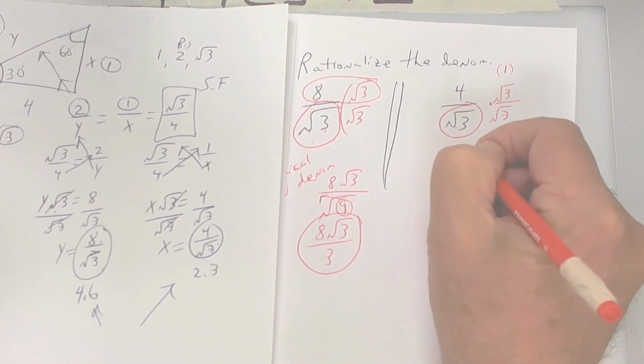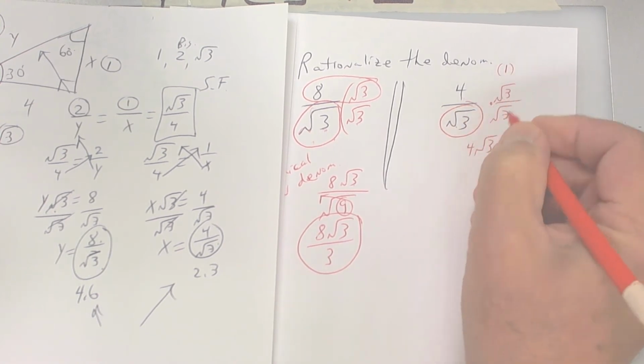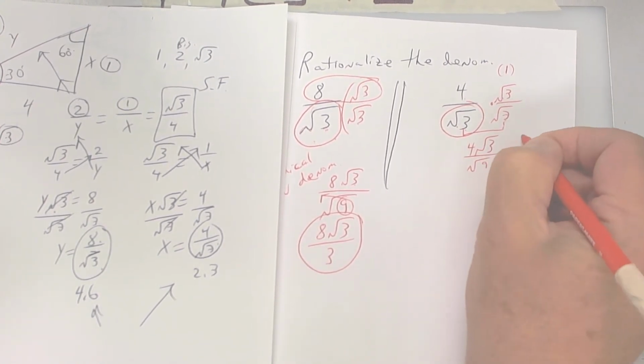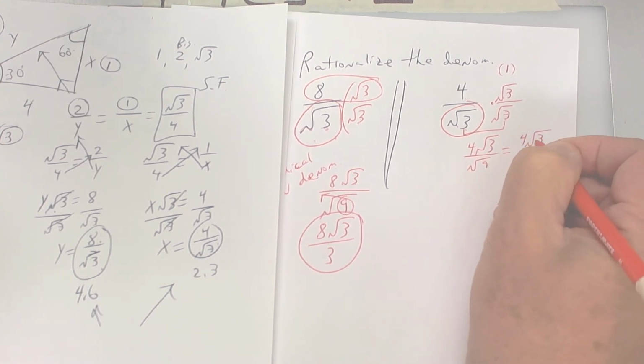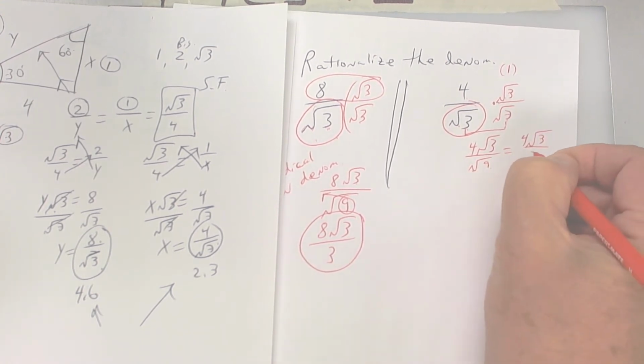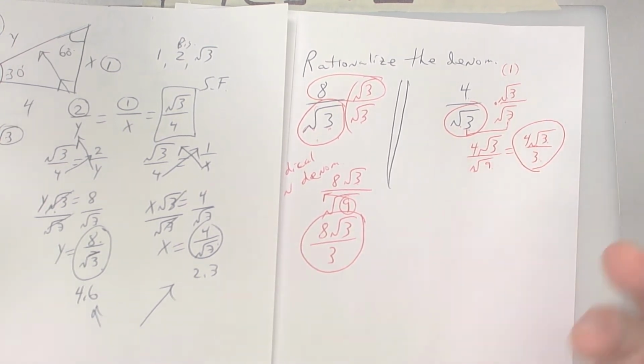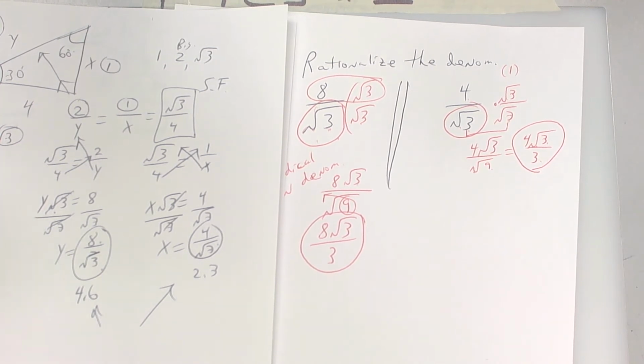All right, so you're going to get 4 square root of 3 at the top, and then 3 times 3, you're going to get the square root of 9, just like we did before. So it's going to be 4 square root of 3 over the square root of 9, which is 3. Now, you cannot reduce these because one's on the inside and one's on the outside. That's your answer. And that's how you rationalize your denominator.